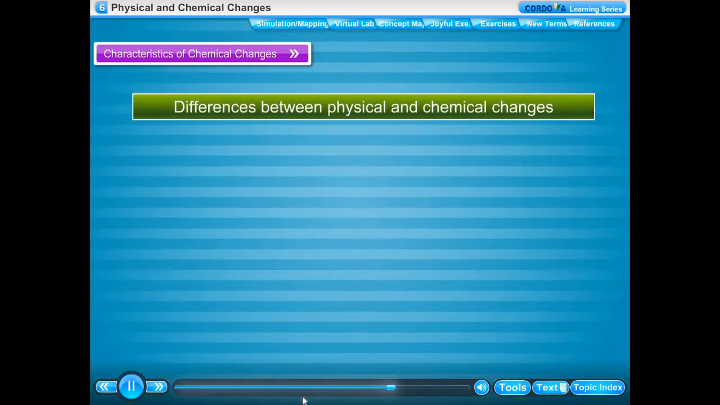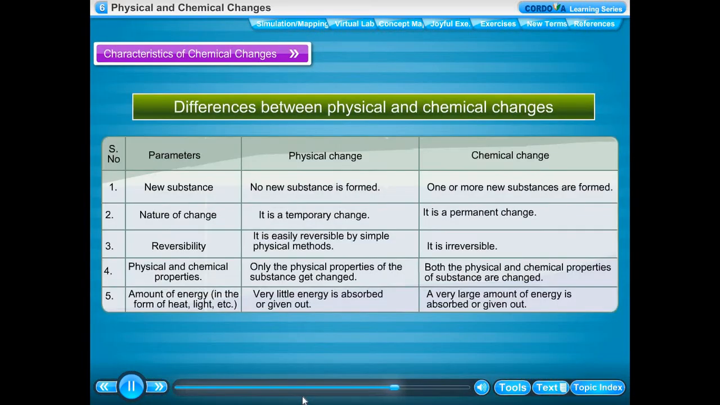Differences between physical and chemical changes. Parameters: new substance, nature of change, reversibility, physical and chemical properties, amount of energy in the form of heat, light, etc. Physical change: no new substance is formed. It is a temporary change. It is easily reversible by simple physical methods. Only the physical properties of the substance get changed. Very little energy is absorbed or given out.